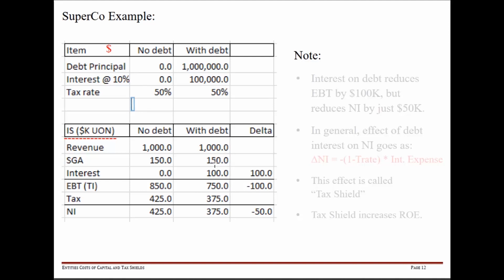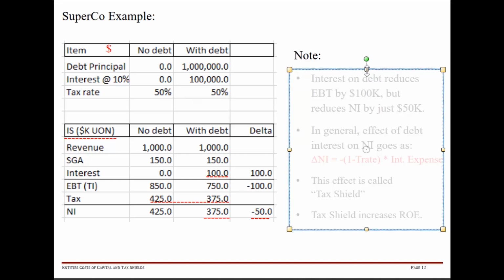And because they have this additional expense, they have lower tax there. And they do have, yes, it's true, lower net income, but because they paid less tax, check this out, they pay less tax because that debt is treated as an expense that they can claim on their tax return. So since they're paying less tax, the hit to their net income is only $50,000. They have a tax rate here of 50%.